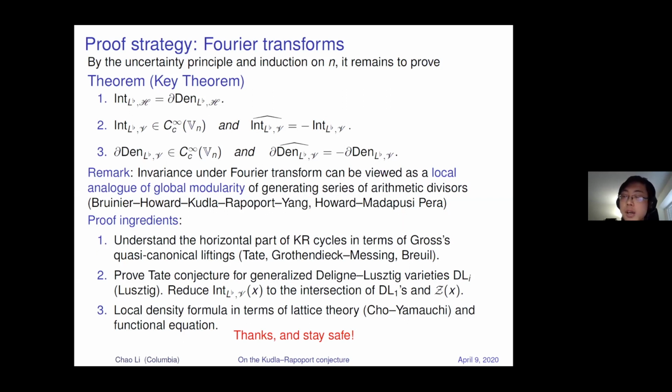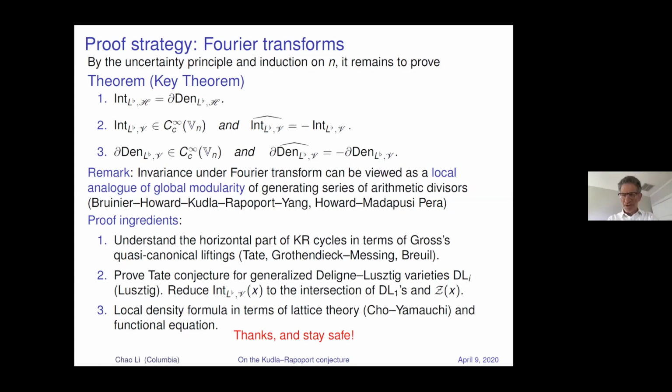The second part is assuming the modularity result for the generating series of arbitrary codimension cycles on this Shimura variety, we can verify Yifeng Liu's conjecture made in his thesis. Namely, the natural Beilinson-Bloch height of this arithmetic theta lift is equal to the central derivative of the L-function, the standard L-function of these automorphic forms, up to explicit local factors.